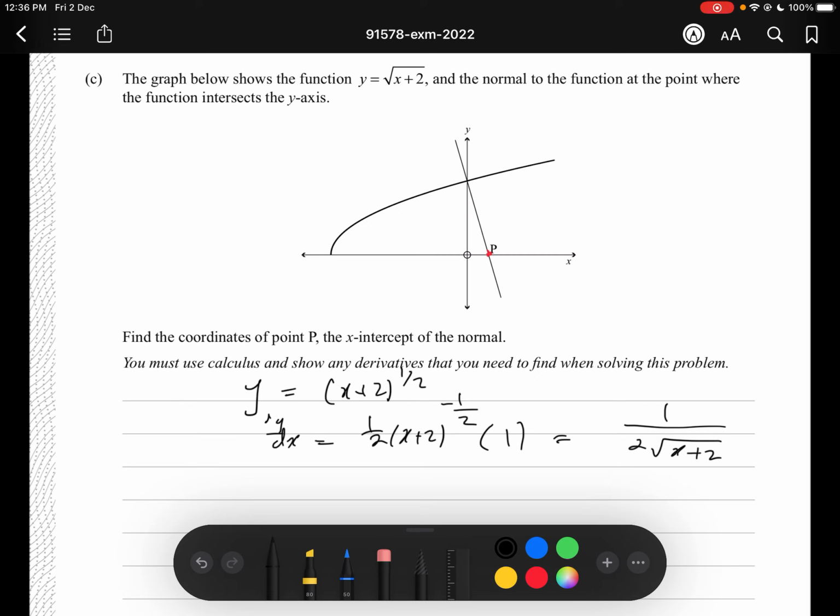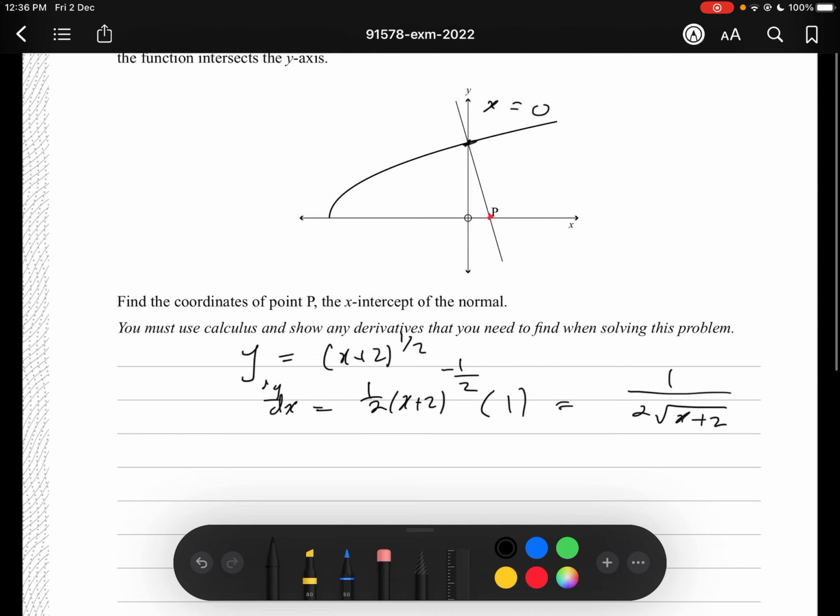Alright, so now we're going to look at the point of x equals 0. So this point here is x equals 0. So let's plug in x equals 0 into the equation for the gradient of the tangent. So we have dy over dx equals 1 over 2 root of 2. And therefore the gradient of the tangent is 1 over 2 root 2.